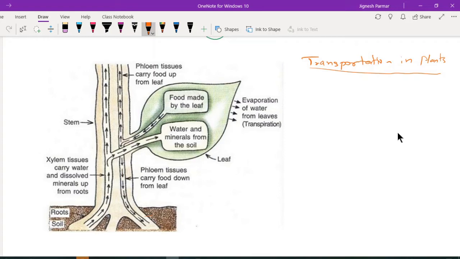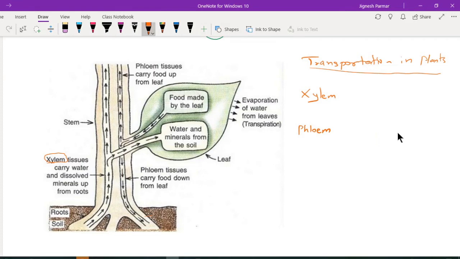Now there are smaller plants, and there are also very tall trees. The plant transport system must move energy stores from the leaves and raw materials from the roots. So there are two pathways. One is called xylem, and the second is phloem. This is the pronunciation: phloem.